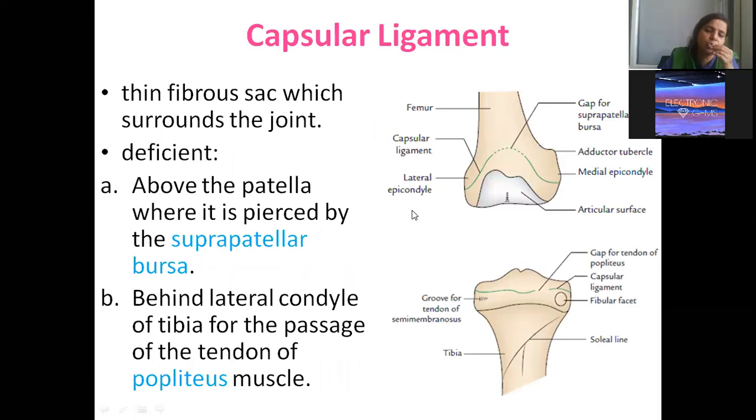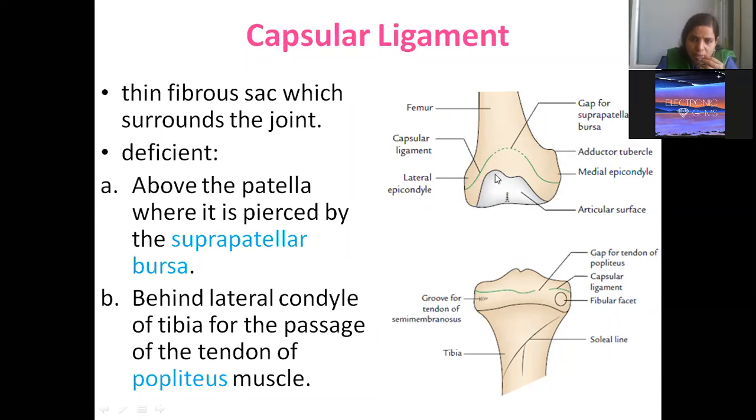Like any other joint, first of all, you have to start with the joint capsule because the bones are held together. The lower end of the femur and upper end of the tibia are held in position because of the attachment of the fibrous capsule, or the joint capsule. Thickening over the capsule is nothing but ligaments. So now you see here, this is the capsular ligament, a thin fibrous sac which is surrounding the joint.